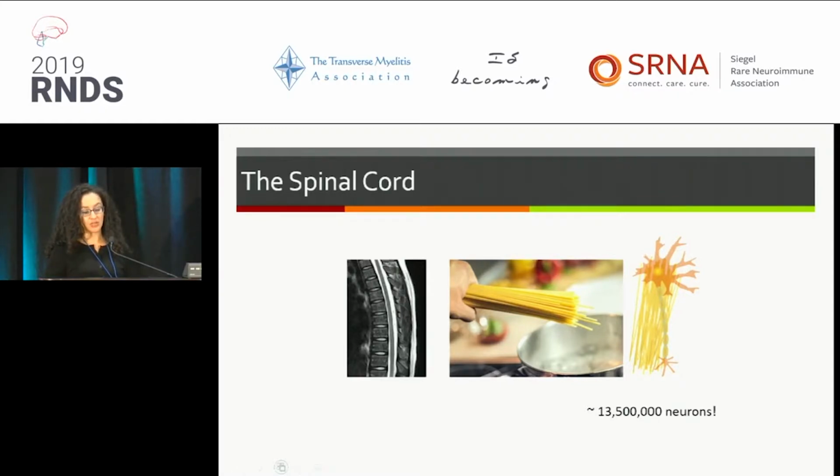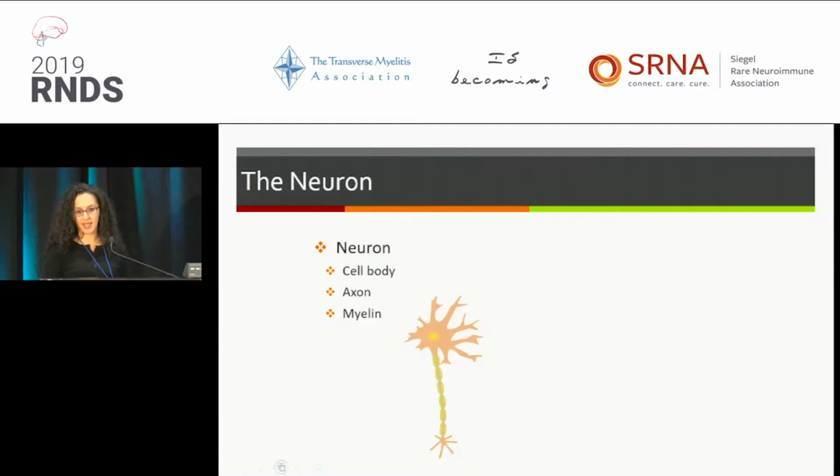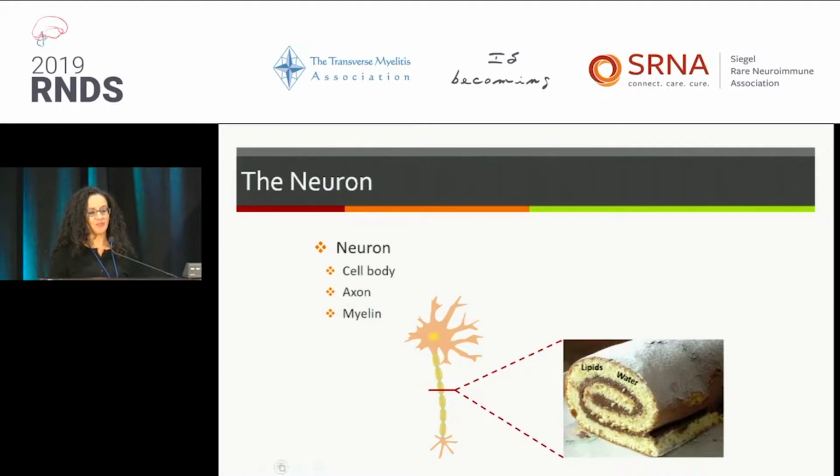Zooming into each neuron, a neuron is made of a cell body, an axon, and this structure called myelin, which wraps itself around the axon at multiple locations. This is how I like to see myelin. Myelin is made of water and lipids, and these are nothing but large molecules. These molecules interact with each other, they exchange energy and information, and we can measure that exchange of energy with MRI, hence the term magnetization transfer imaging. I'll talk about that in a bit.